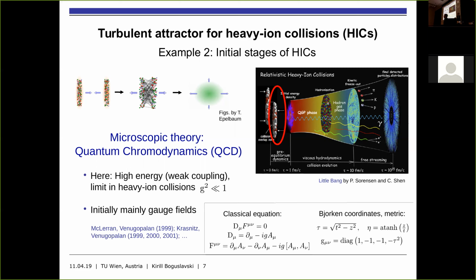And then the dynamics becomes basically classical at early times. Then you can evolve it further, and at some point kinetic theory becomes available, and after a while hydrodynamics becomes available, and then you get this fluid dynamical picture of a thermalized system.